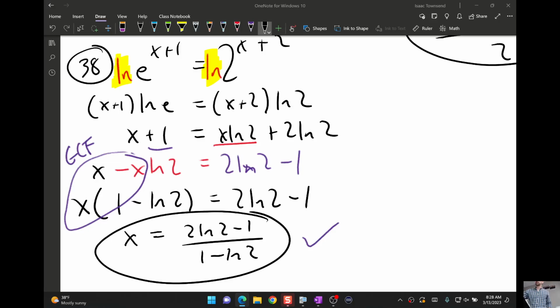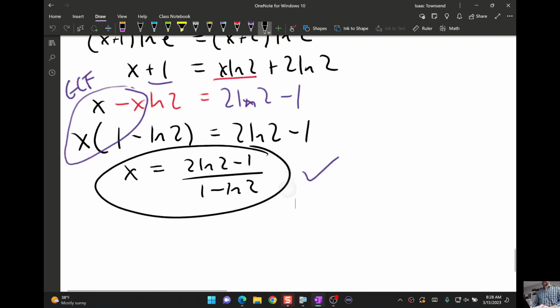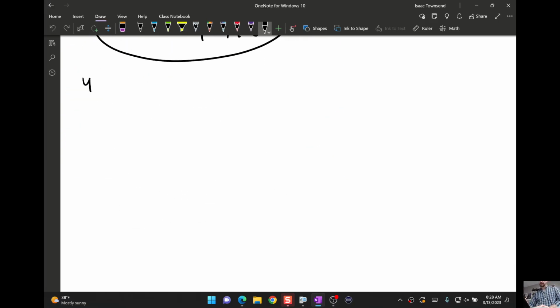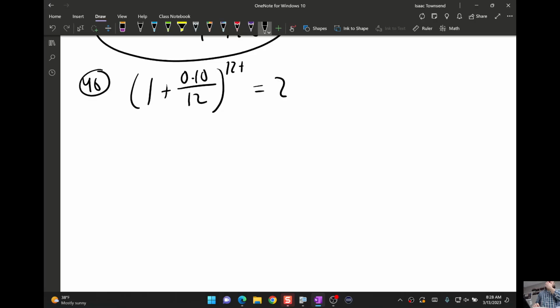One more check-in before we're out of time for today. Any others that you've tried that you want some assistance on? 46. Number 46. 46 actually looks a lot like one of those compound interest formulas, not the print one, but the other one. Looks like that has been set up, but you are trying to solve for t here.